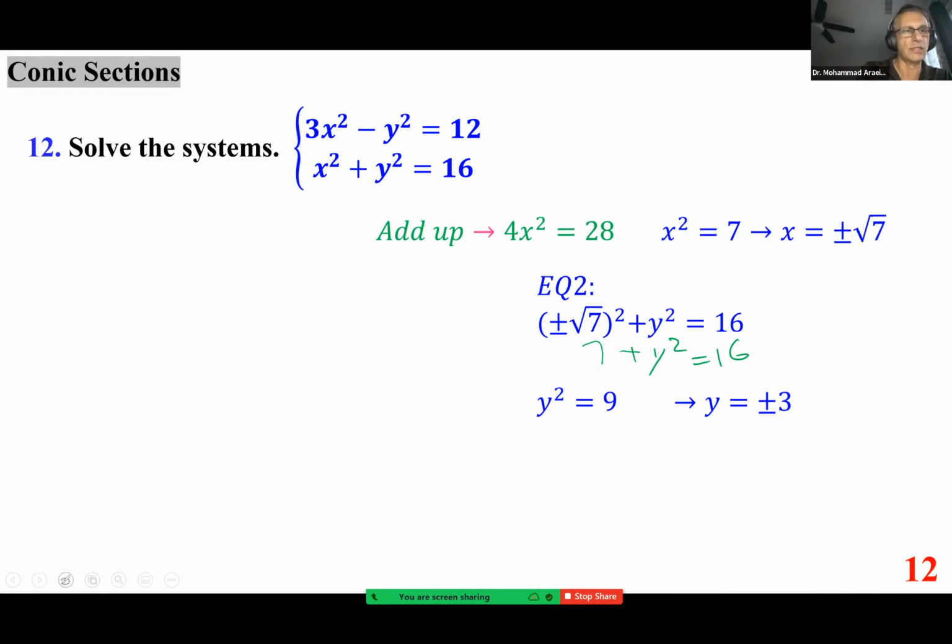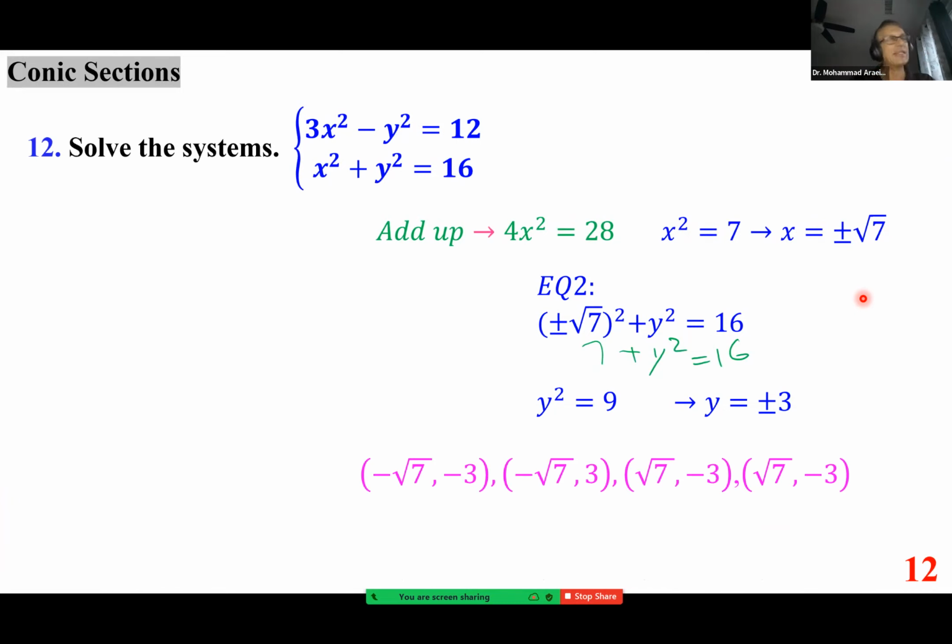And again, what does it mean when you have this one and this one? It means the following 4 pairs. And that is extremely important that you notice that. And also check. How do you check? Remember, this is the equation we used, right? The first equation is not used. So check it. At least check 1 or 2 of them, if not all, just to be on the safe side.